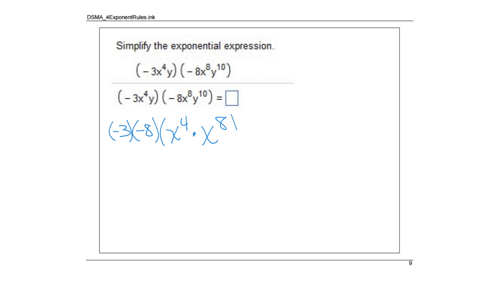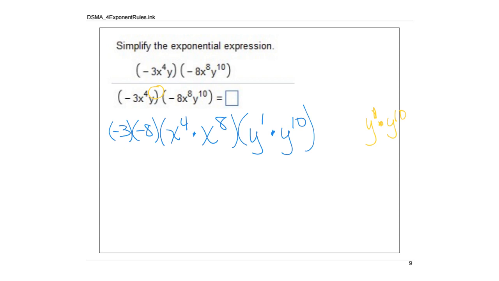Stylus is acting up again. I apologize. And then y to the 1 times y to the 10th. So remember, if you don't see an exponent, there's an implied 1 there. And that's very important with exponent rules, because otherwise, if you're just looking at y times y to the 10th, and you don't grab the implied 1 that's sitting here, of course, it's going to be wrong. All right, so let's multiply.